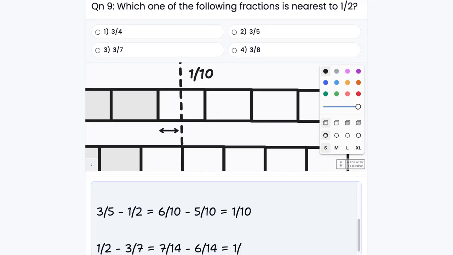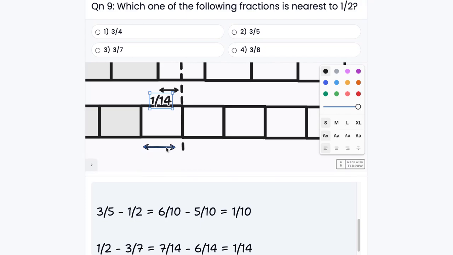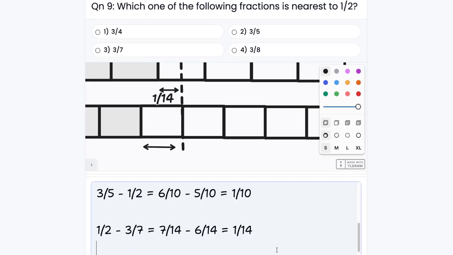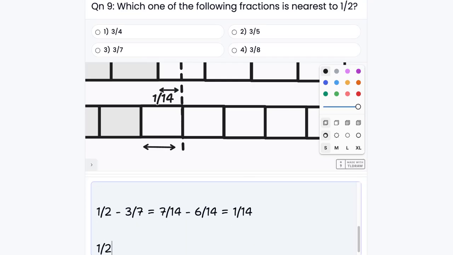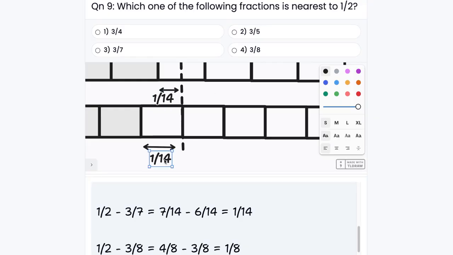This will become 1 out of 14. So 1/14 is over here. Let me make this a little bit smaller. And then the last one, I will just put 1/14 here with the arrow. Last one, we'll put half minus 3 eighths, which is equal to 4 eighths minus 3 eighths, which is equal to 1 over 8. And then we'll put 1/8 over here. That's what you see over here.